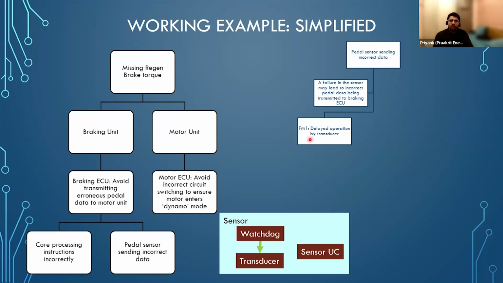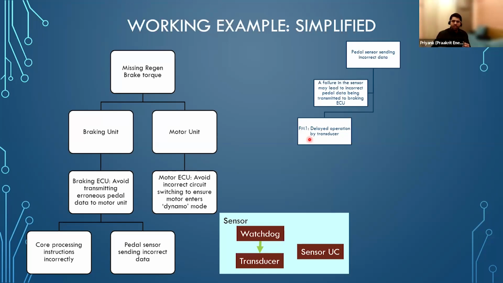FM, failure mode 1. The reason why the pedal data did not work correctly is because the transducer delayed operations. Again, not going into many details, but there is a transducer which converts the actual position of the pedal into electrical signals, which are then forwarded to the core. So let's say there was a delay in the operation by the transducer. At T0, the driver took the foot off the pedal, but until T1 seconds, T2 seconds, the information was not relayed to the core.